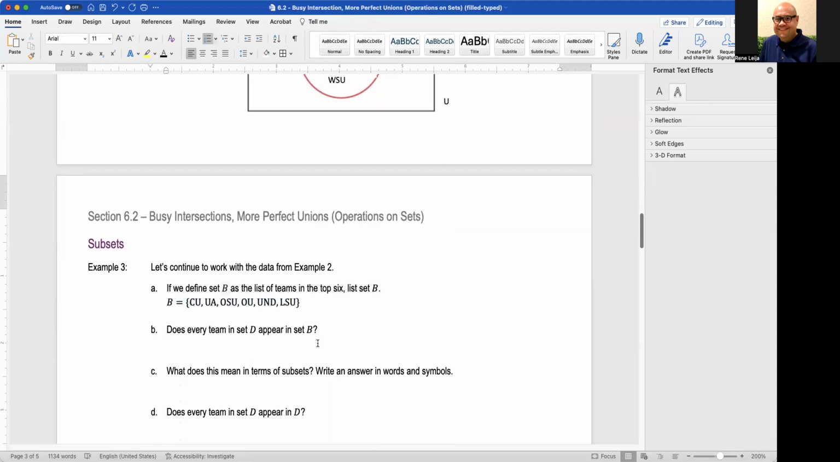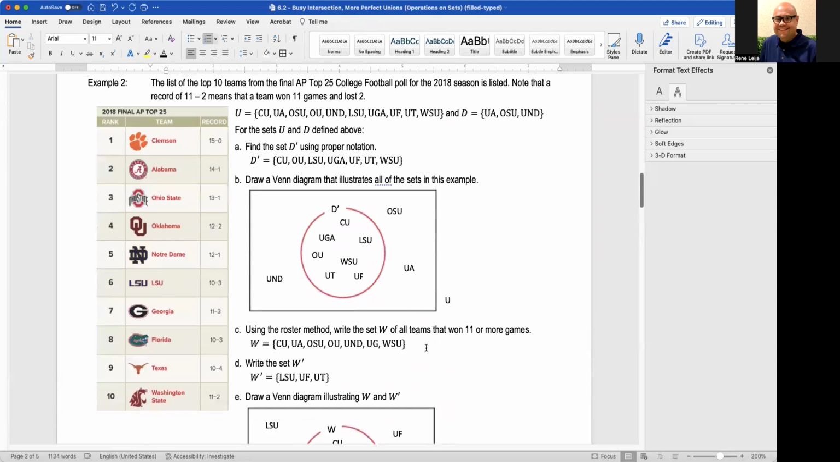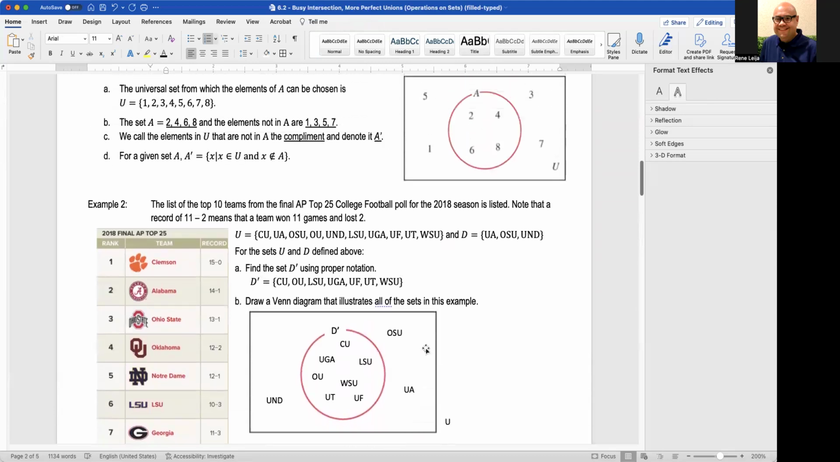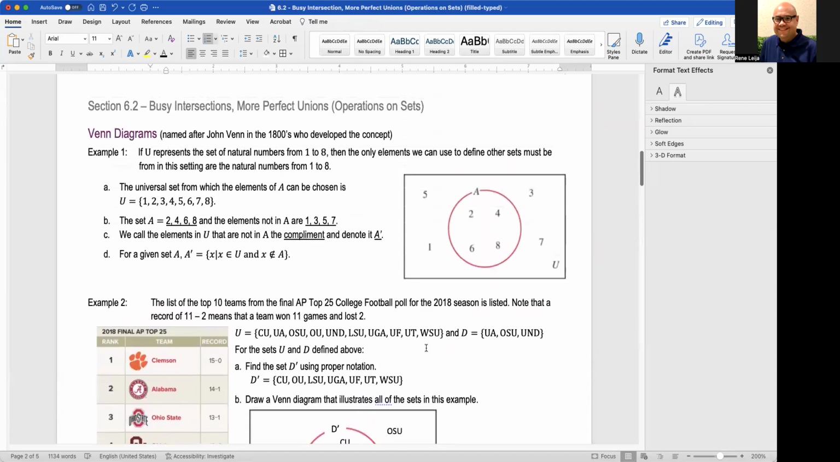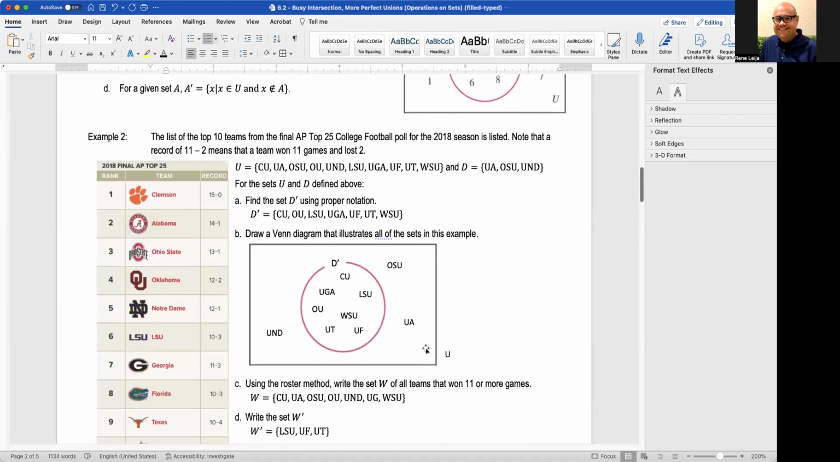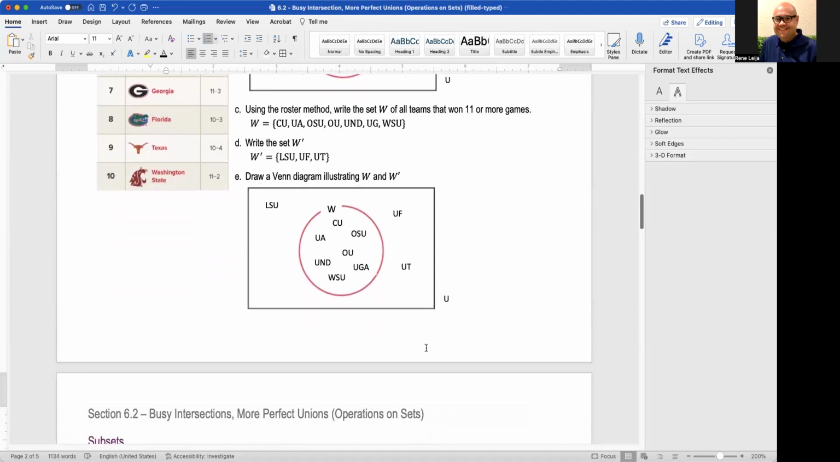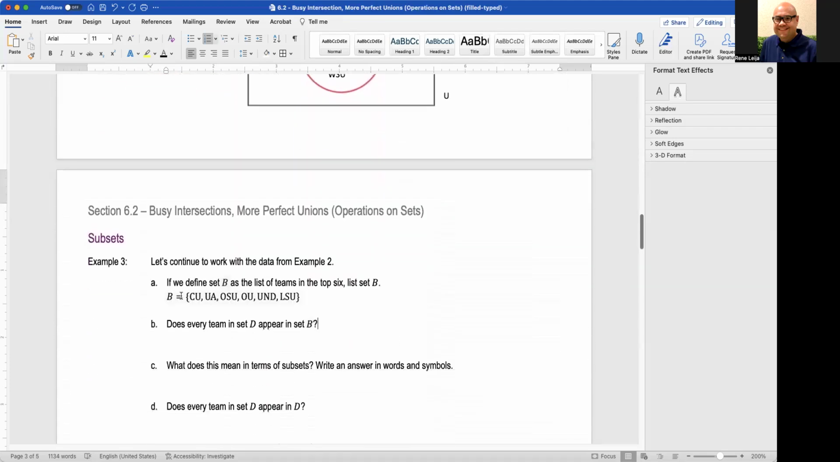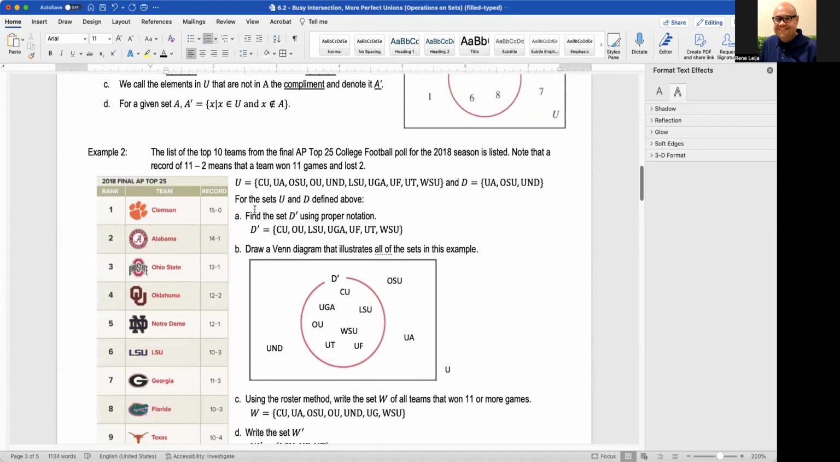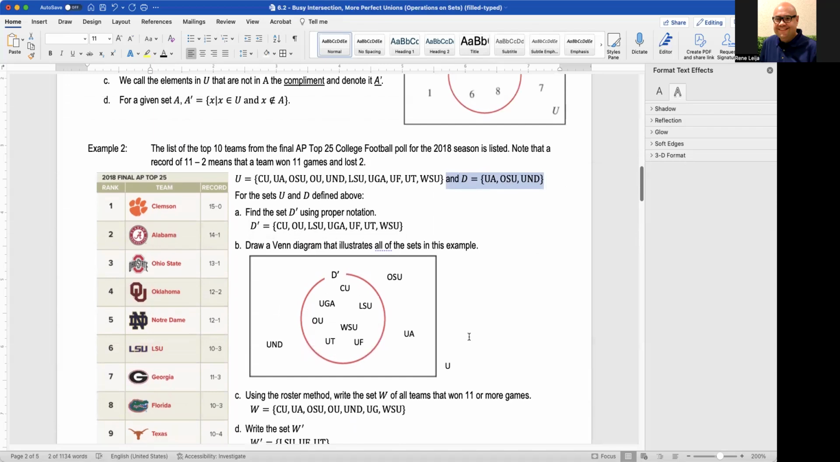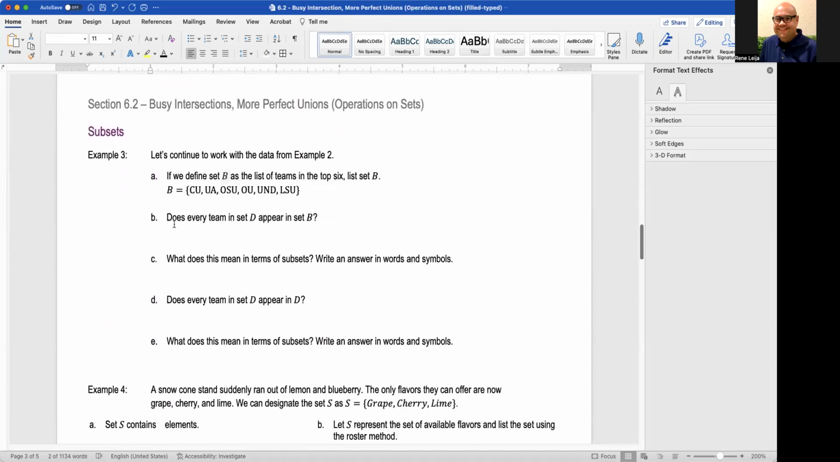Okay. Now it says, does every team in set D appear in set B? So let me come back up here and remind you what set B was. Oh, what am I doing? Sorry, it's right here. Set D, that's what I meant. Set D are these 3 teams. University of Alabama, Ohio State University, University of Notre Dame. So does every team in set D appear in set B?